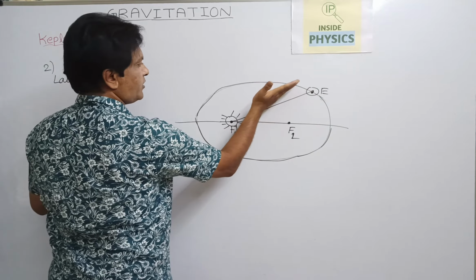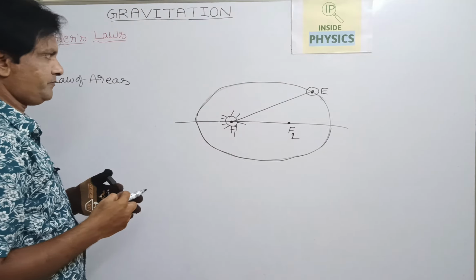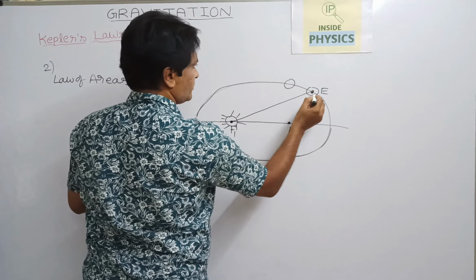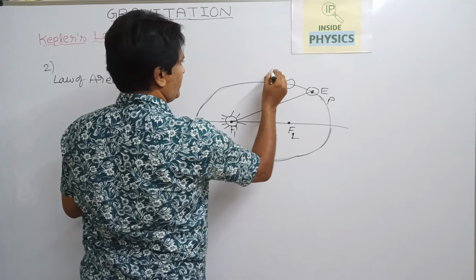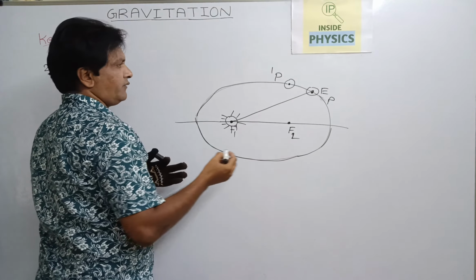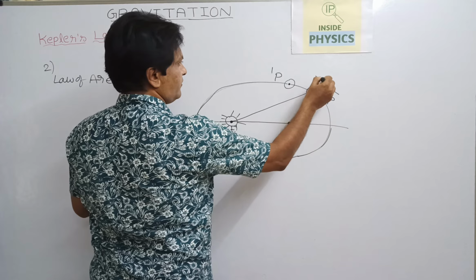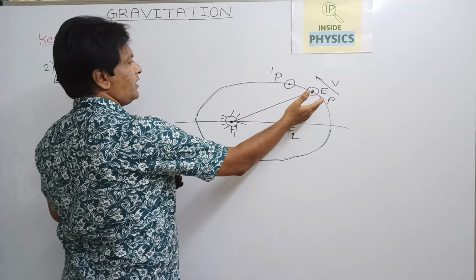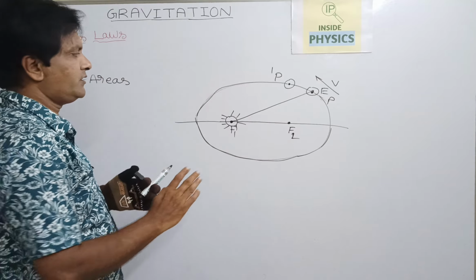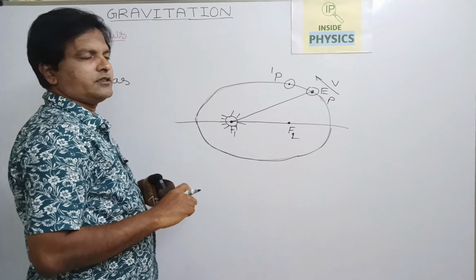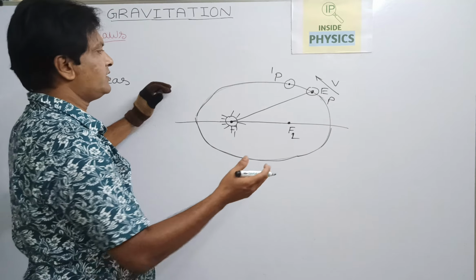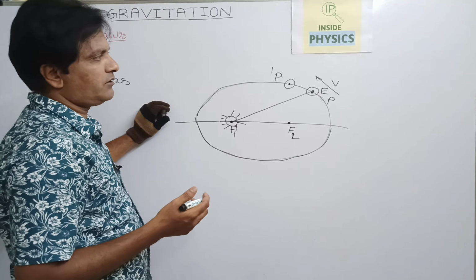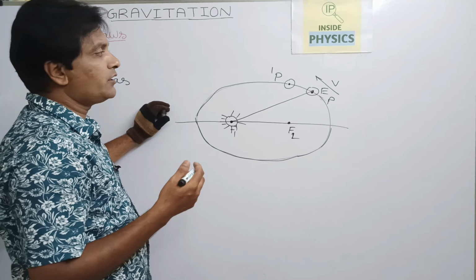This line sweeps equal areas in equal intervals of time. So this is the line, and the Earth moved from here to here. So this is a point P, and the Earth moved to a point P dash. The velocity of the Earth is V. The velocity will change according to the position of the Earth. If it is far away from the Sun, the speed of the Earth is slow, and when it is nearer to the Sun, the speed of the Earth will increase, to conserve the angular momentum.